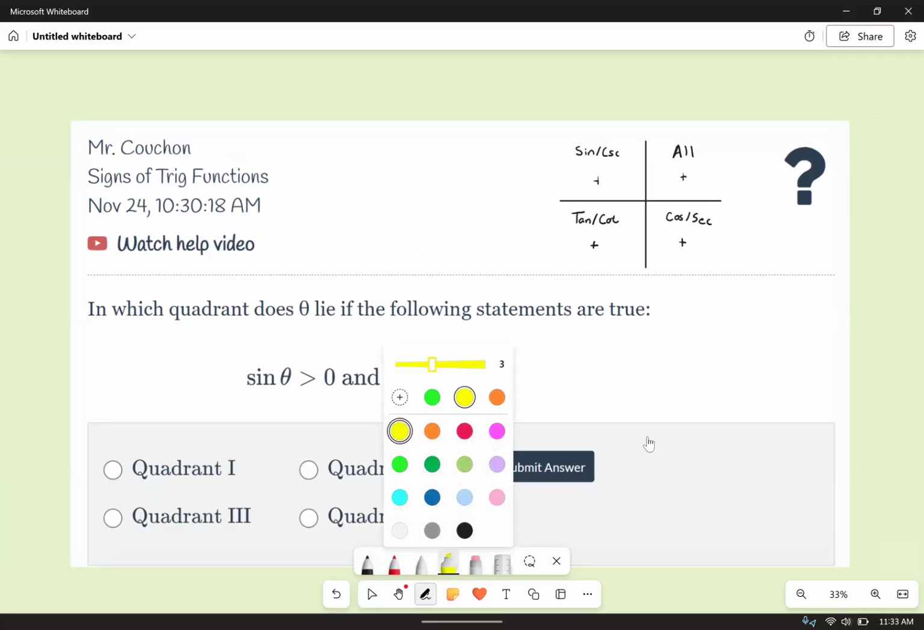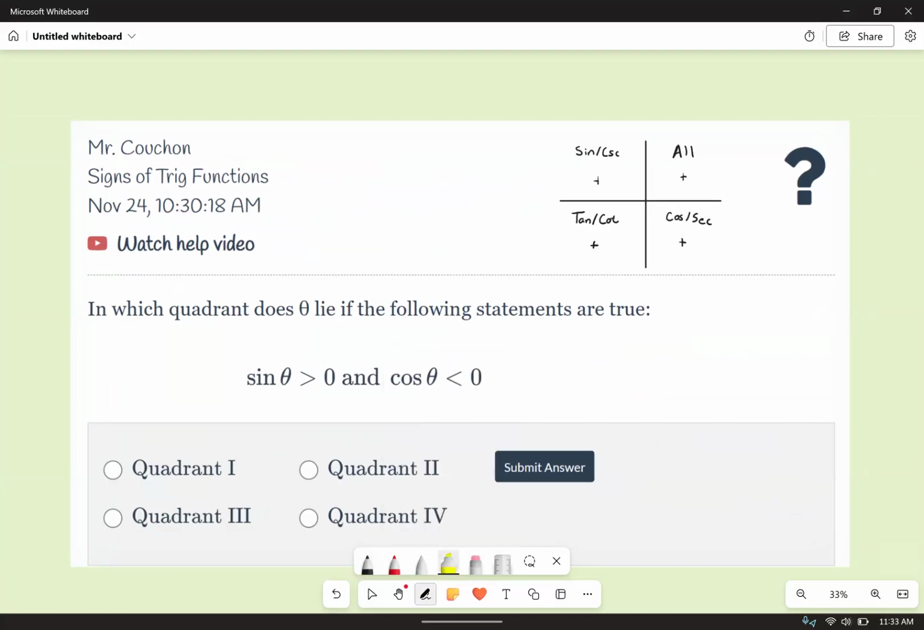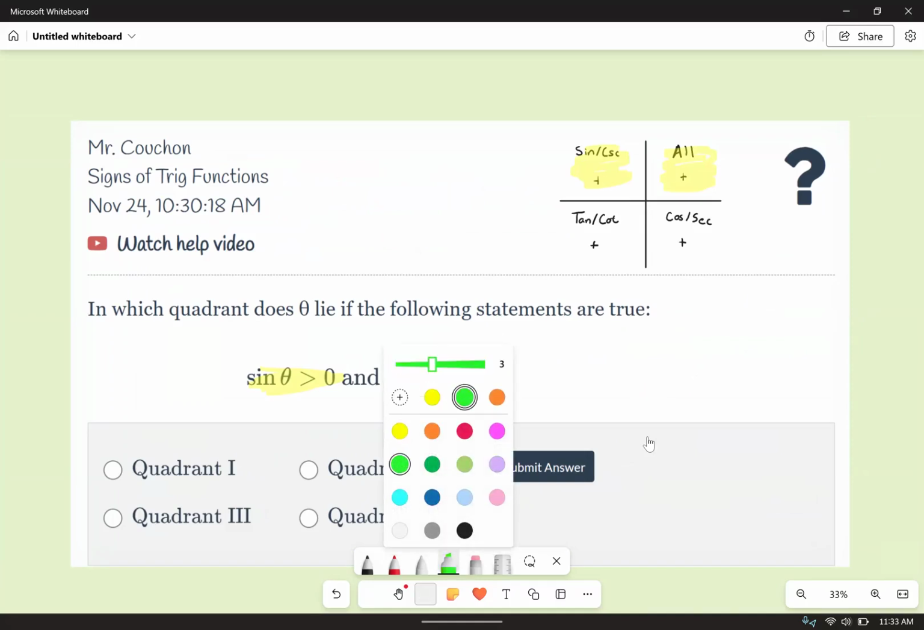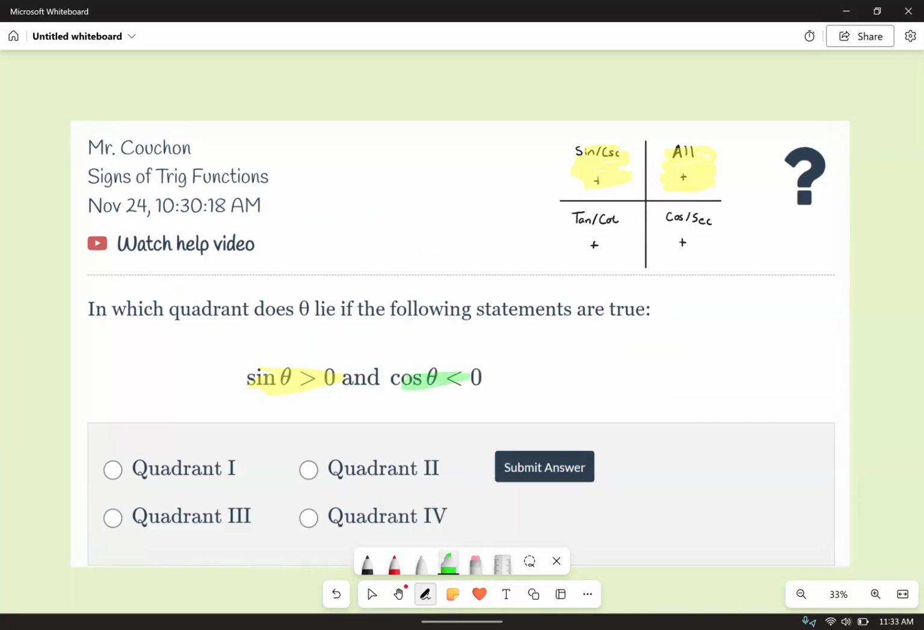Okay, you're back. All right, sine of theta. When is sine of theta positive? It's positive in quadrant 2 and quadrant 1. They're all positive in quadrant 1. When is cosine theta negative? Well, they're all negative except for tan and cotangent in quadrant 3. And it's positive in quadrant 4, so that means quadrant 2 is the other place where it will be negative, and that's where we have the two different colors, so therefore we have quadrant 2 as a solution.